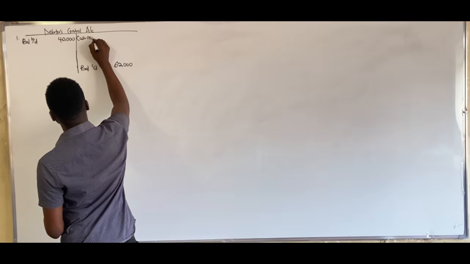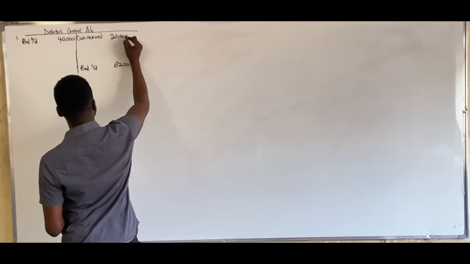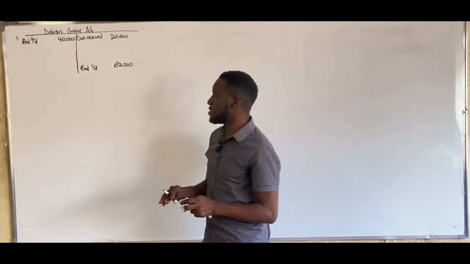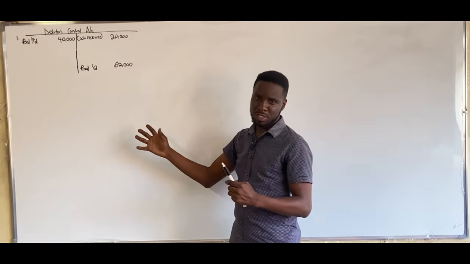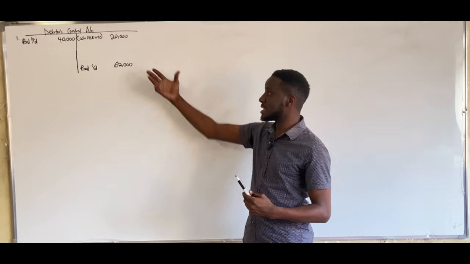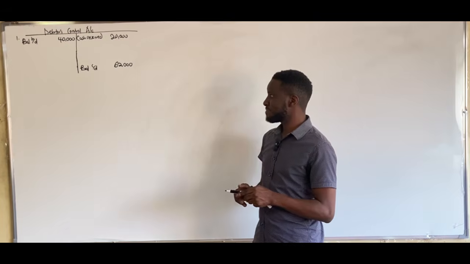From customers, so our cash received is 20,000. Now, I'm removing the 3 zeros because the question demands us to remove the 3 zeros, because the additional information is not subject to the 3 zeros. So that's why I'm removing the 3 zeros.